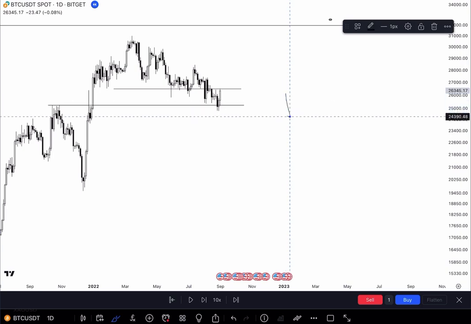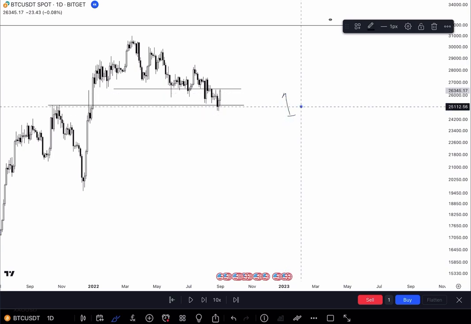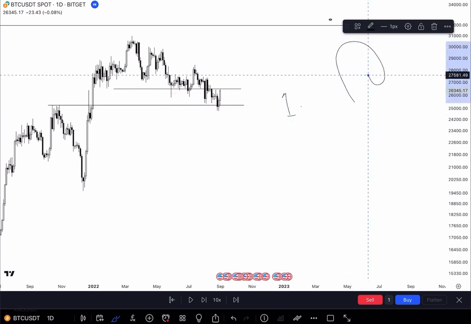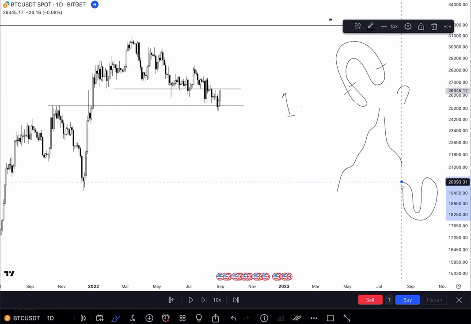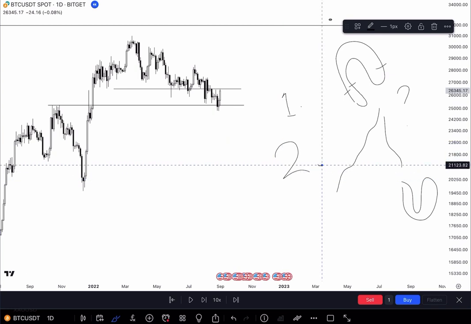So number 1 is, where's price? What's the magnet? Where do you think price is going to be drawn to? Either up or down, right? Second of all, what potential entry points do you see?